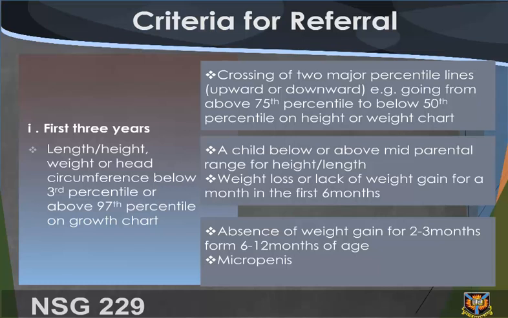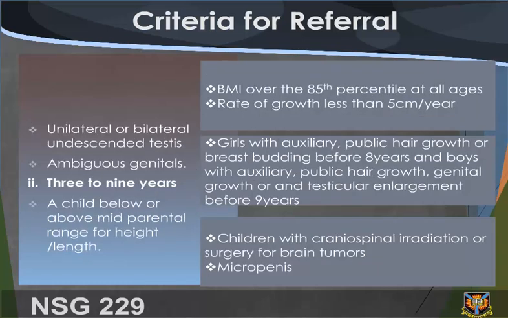Micro penis. Unilateral or bilateral undescended testes. Ambiguous genitals. 2. 3 to 9 years.